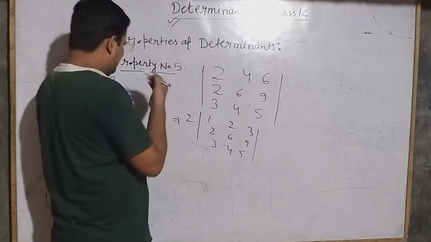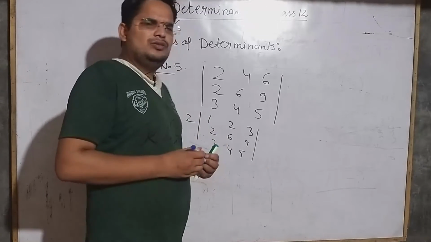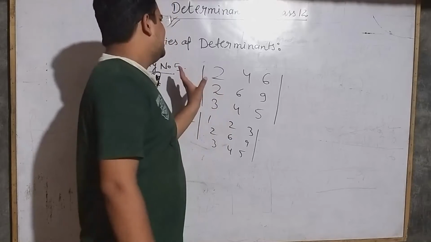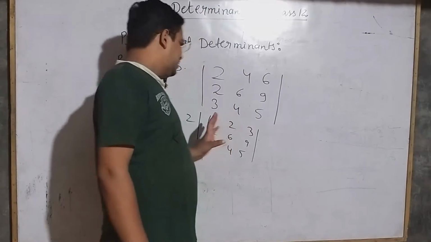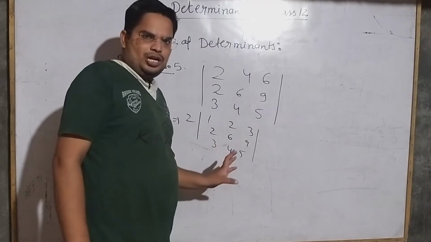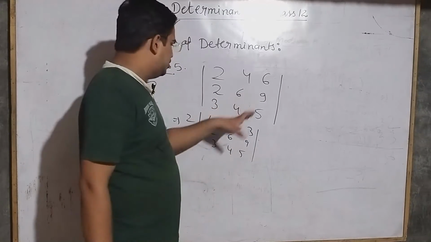This is, you can say, the inverse of property number 4. What happens in property number 4? When I multiply by any number, it will be multiplied in any one row or any one column. Similarly, we can also take a common factor from any row or any column. We can take any number common from any row or any column.